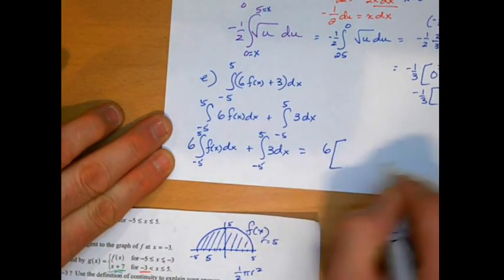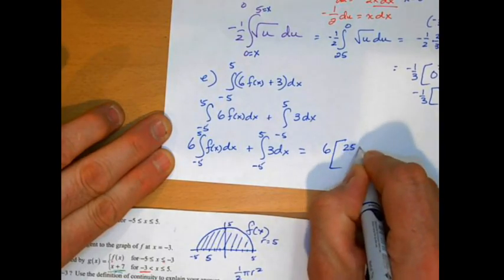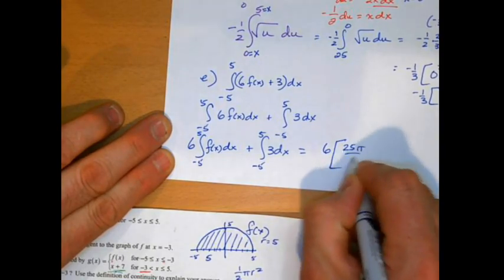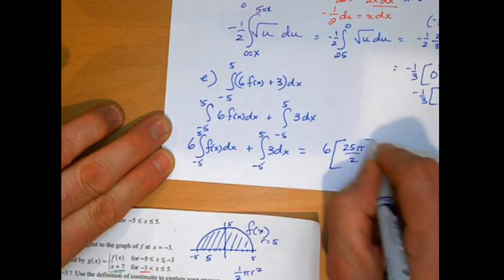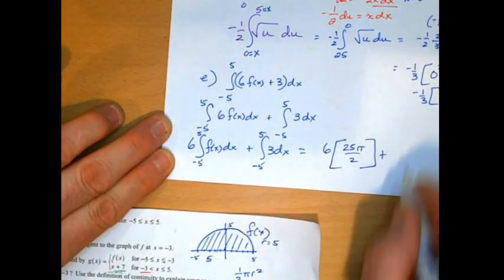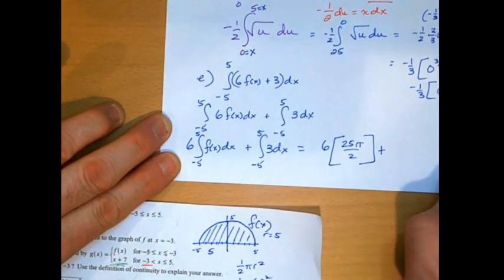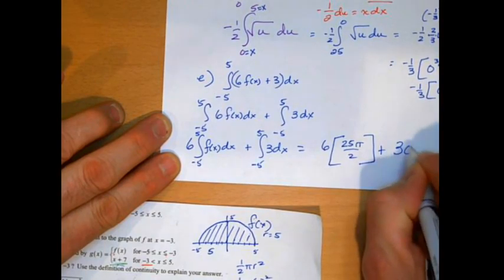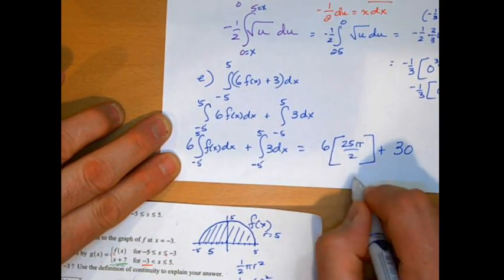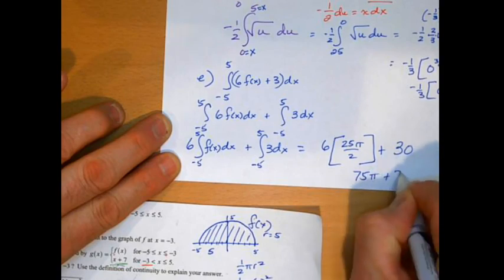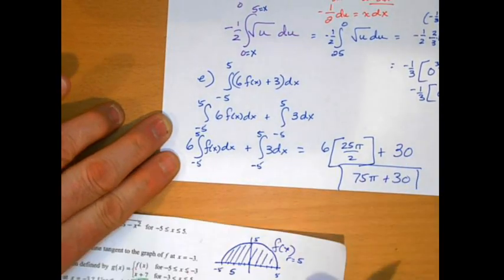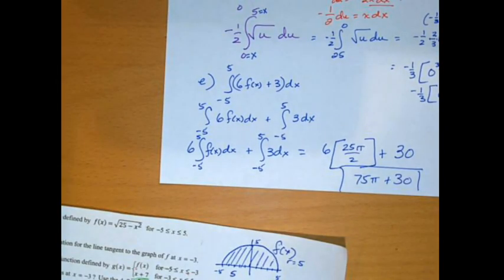So 6 times 25 pi over 2 plus, this is a rectangle. And how do I know it's a rectangle? Well, y equals 3 going from negative 5 to 5. That's just a rectangle of height 3 and width 10, which is 30. So this is 75 pi plus 30. There's your answer. Okay. Any questions?